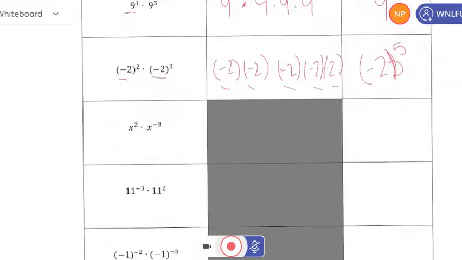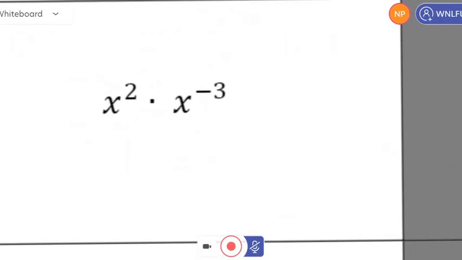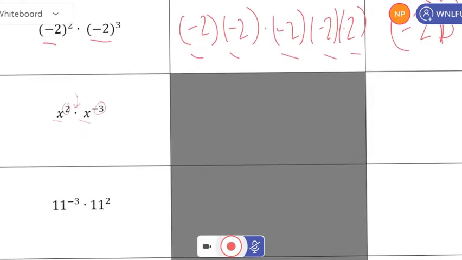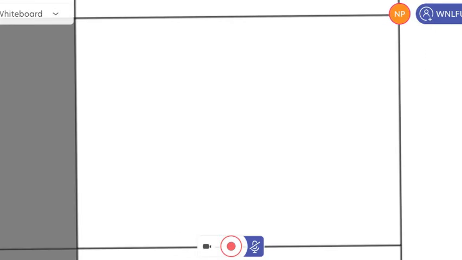So let's move down over here. Now looking at this problem, the base is the same. You have to make sure it's the same. So x and x. We're using multiplication. You can see it right there. So we know we're going to utilize the product rule. So what we're going to do is keep the base the same, which is x, and add the two exponents together. 2 plus -3 is -1. So x to the negative first power.